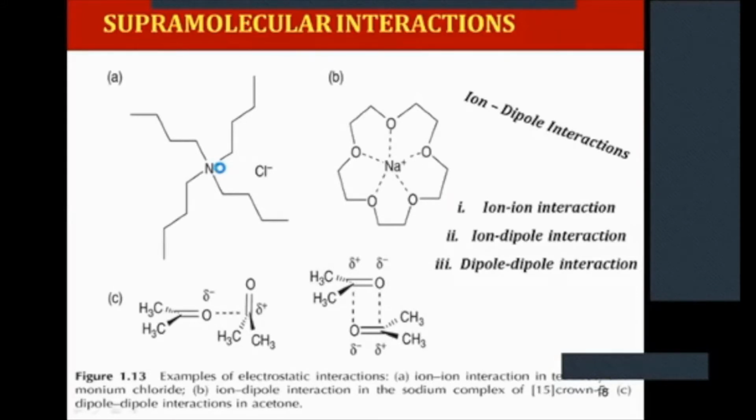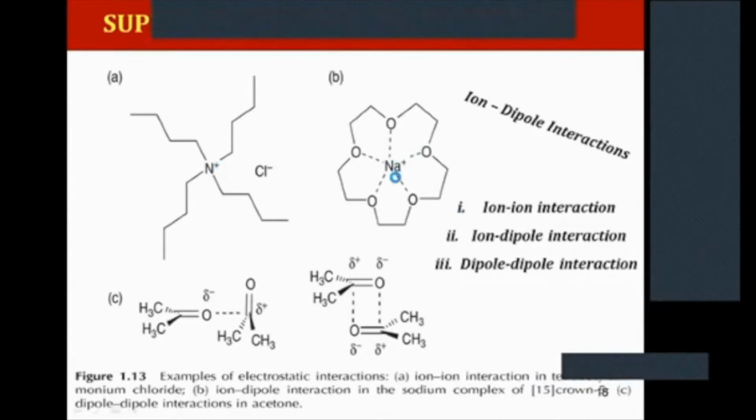I will come to that later, how to name and everything. So this crown ether has a dipole in the oxygen with a cation. This is called ion-dipole interactions. So now you can understand this crown ether holds or encapsulates or carries the sodium inside its cavity due to an ion-dipole interaction. There is no covalent or ionic bond there.